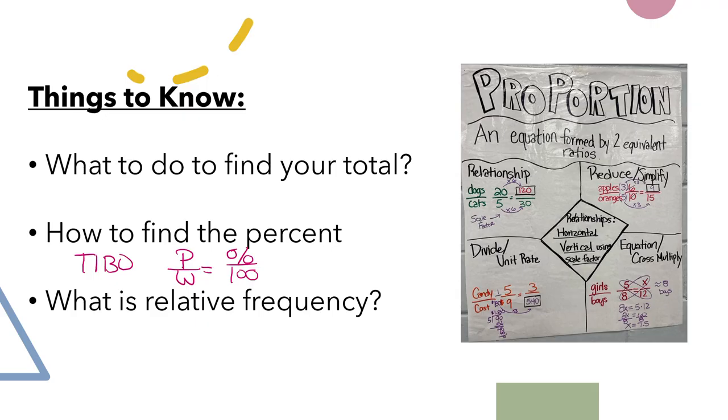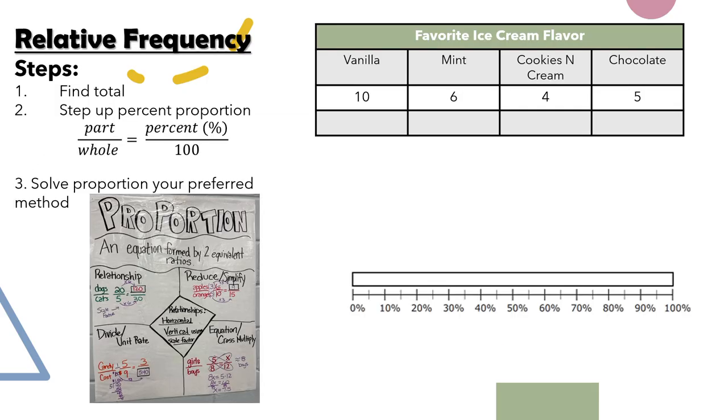Let's go ahead and jump into our first problem. We will be using this proportion anchor chart as a reference throughout. It might be fairly lengthy because I'm going to try to go through each different method on how to solve, focusing on relationship, reduce, and equation. You can also divide, but I'm just sticking with the most important ones.